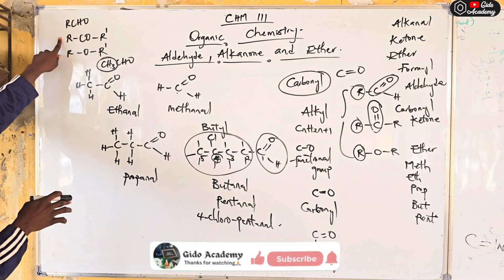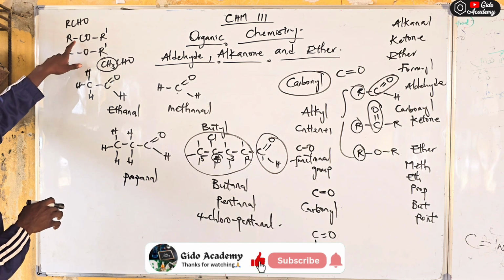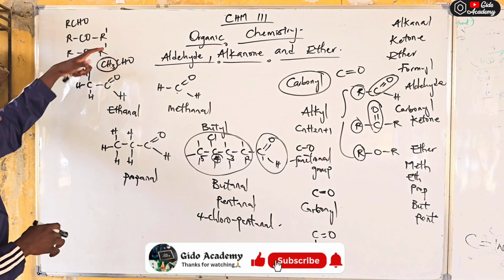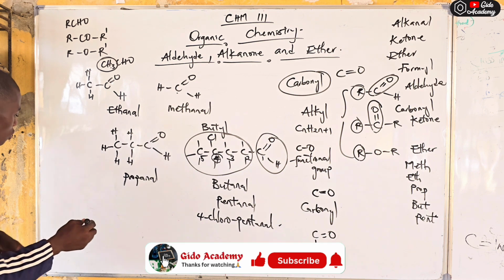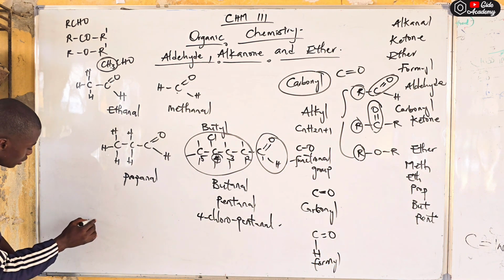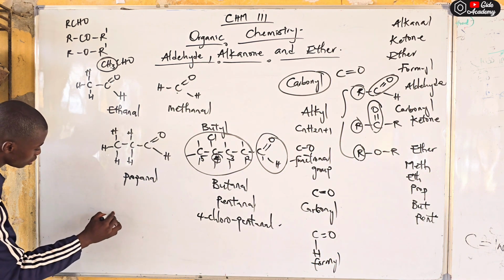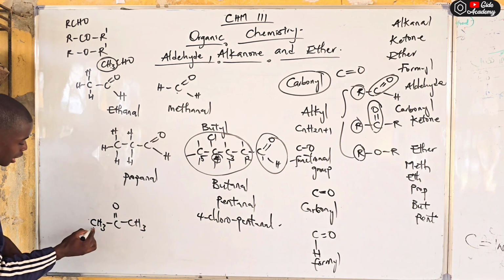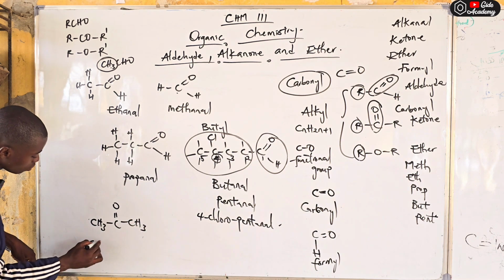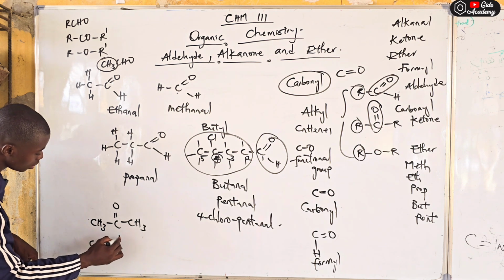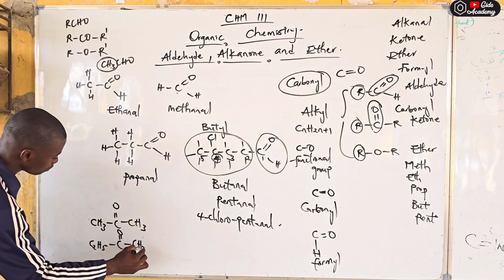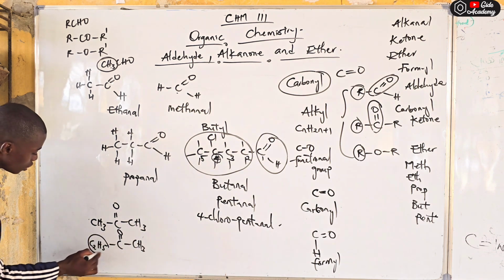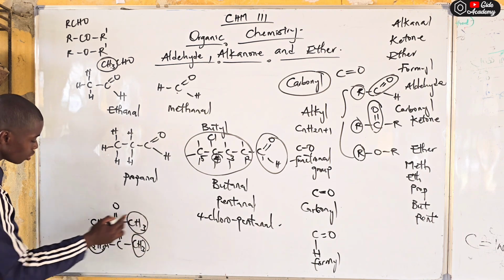Like in our last discussion, I said for ketone we have RCOR. The 2 R can be the same and the 2 R might be different. So in a situation where we have, let's say, CH3 bonded to CO bonded to CH3, this R here is methyl, this R here is methyl. But if you have C2H5 bonded to CO bonded to CH3, these 2 R, they are not the same. This one is ethyl, this one is methyl.